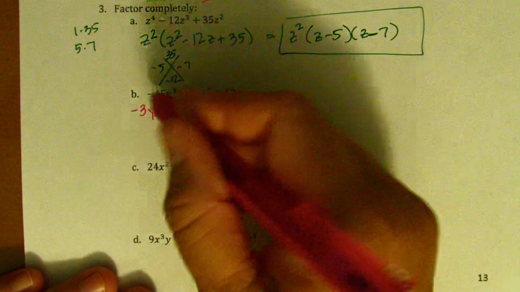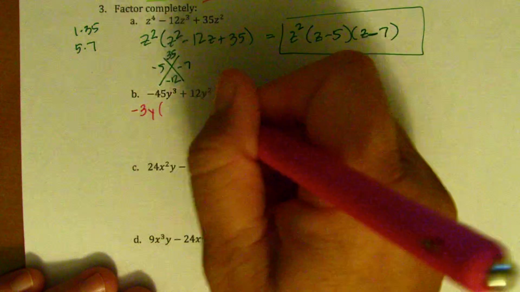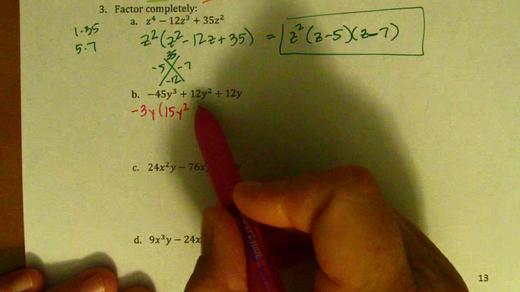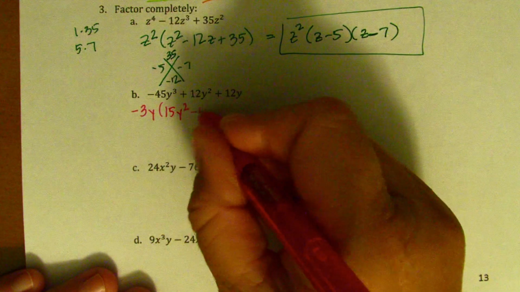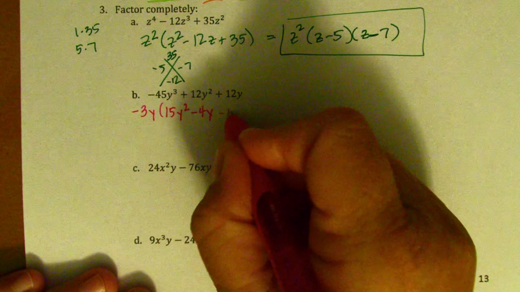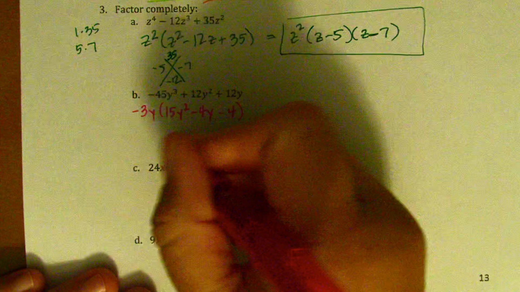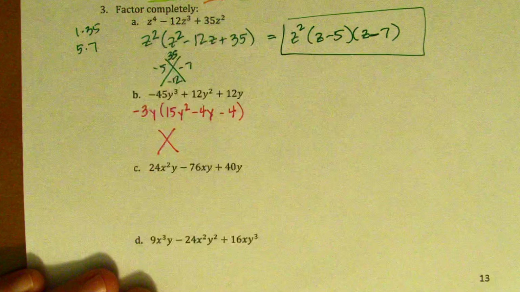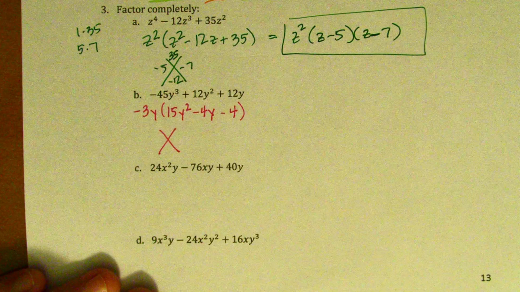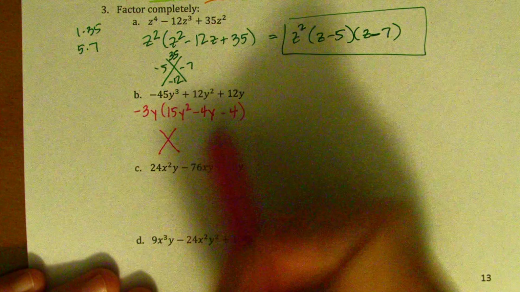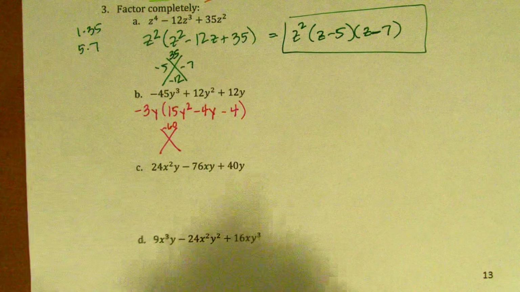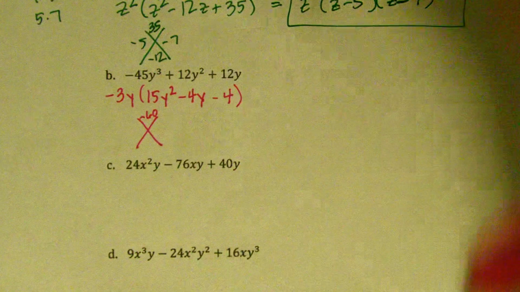And what's left then from the -45y cubed is 15y squared. From the 12y squared, we will have a -4y. And from 12y, we will have a -4. And from there, I can go ahead and use the x method. Now here my a value is not 1, so I will need to be using the taking out the trash step. 15 times -4 is -60. Let me go ahead and zoom in. I know I'm writing kind of small here.